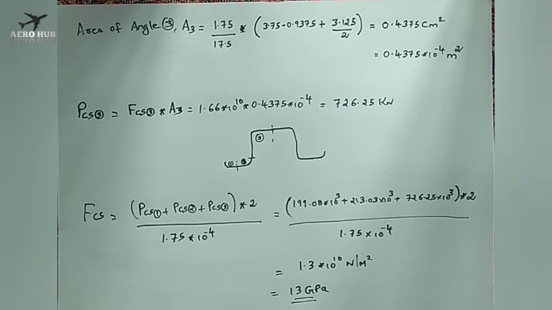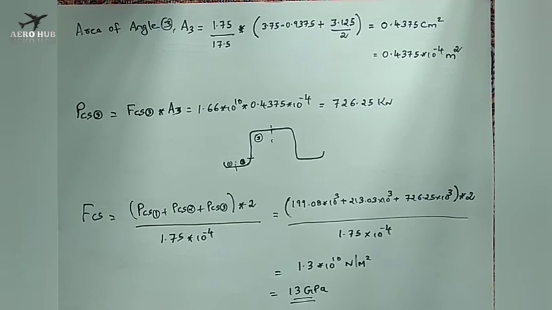Okay, so now we are able to determine the value of crippling stress using Needham's method for any type of section. The method is you have to divide the given section into a number of angles. Then we have to find out the crippling load for each and every angle. Then we sum the crippling loads of the individual angles and divide that by the total area to get the crippling stress for the entire section.